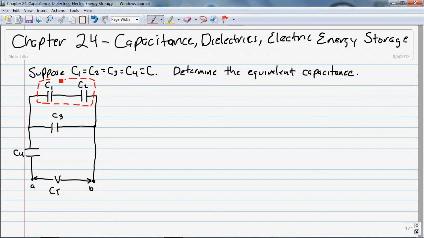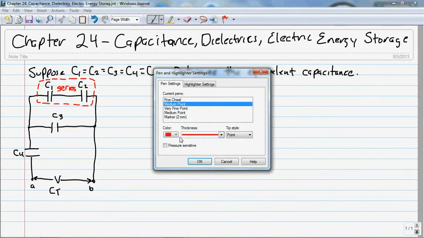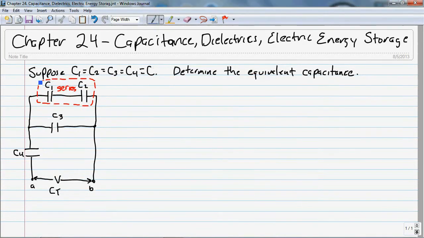only provide one path for the current or for the charge to flow. So this is series, and then we have the combination of C1, C2 with C3, and these are in parallel.